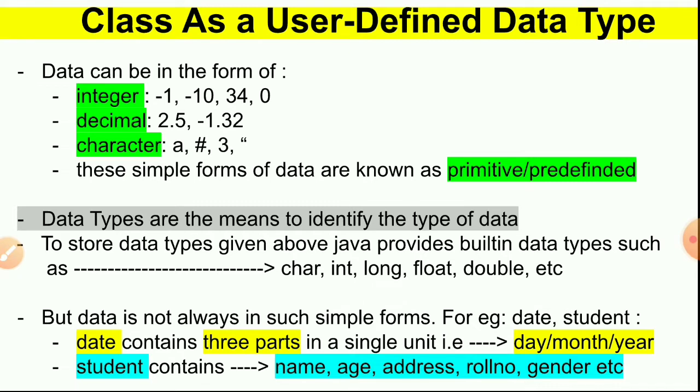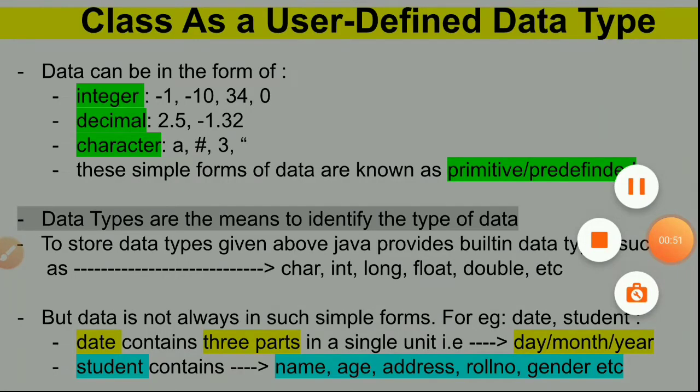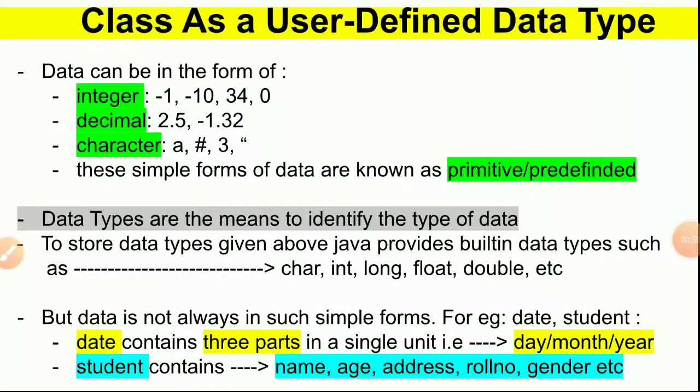Now you need to understand the data type. What is the meaning of data type? Okay. So let's break the word into two. Data and type. So data, you know, that data represents information. Okay. So the data can be in the form of integer.